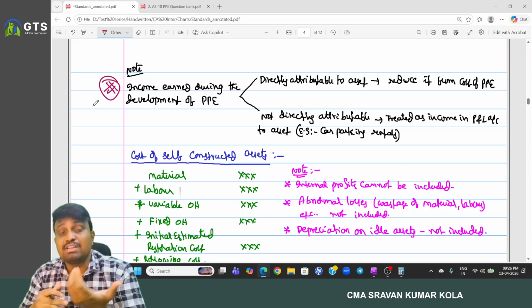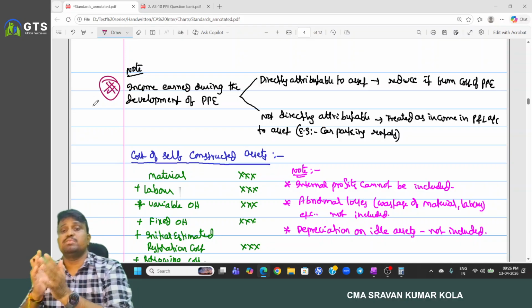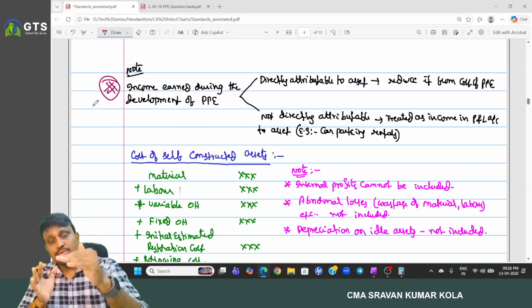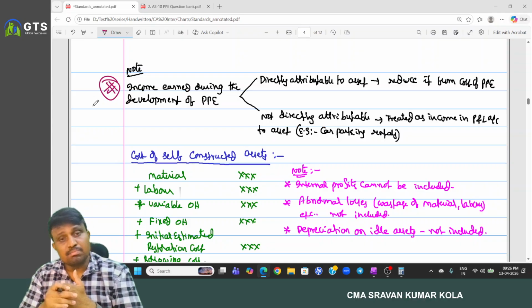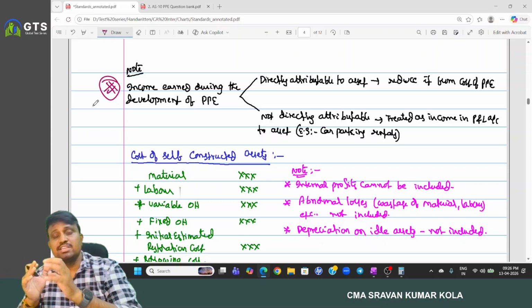Next, income earned during the development of the PPE. Remember, if the income is directly attributable to the asset, then reduce it from the cost of PPE. But if it is not directly attributable to the asset, it is treated as income in P&L.